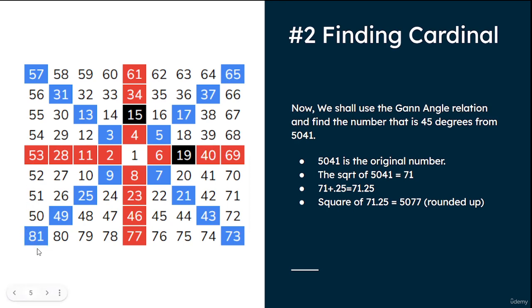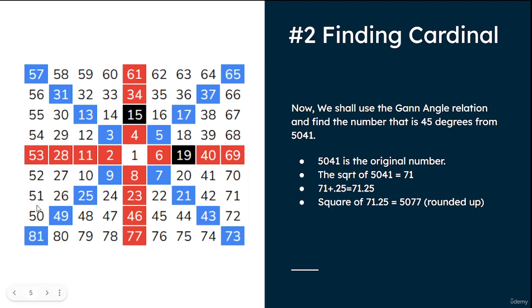Now the number lying on this cardinal line is 5041. So 5041 is the original number. So let's move it 45 degrees down the line. So we will get the number which is lying on the cardinal cross. Yes, red cross or blue cross. Okay, for the sake of this discussion, we got the number on the blue cross, 5041, and now we are getting the number which is on the red cross, that is 45 degrees.